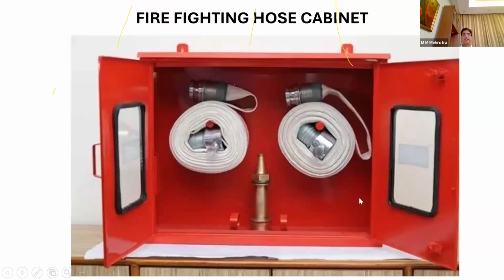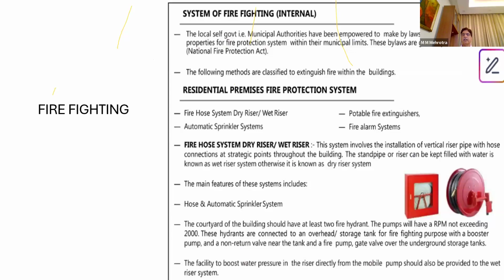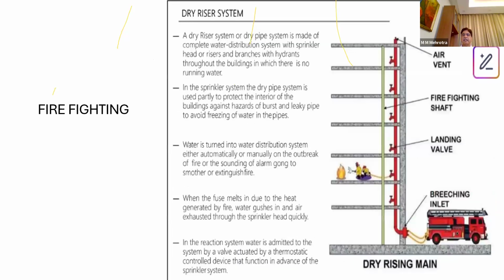This is what we see in the hose cabinet. There will be hoses like this. They are two. Each hose is 15 meters, so this can fight fire up to a 30-meter distance. Right? There are two. They will get connected. So this is for residential areas.